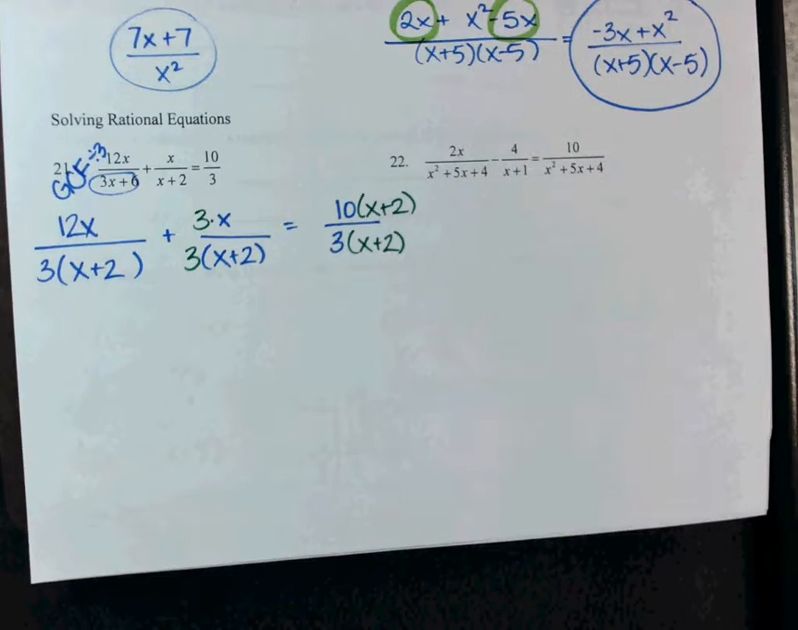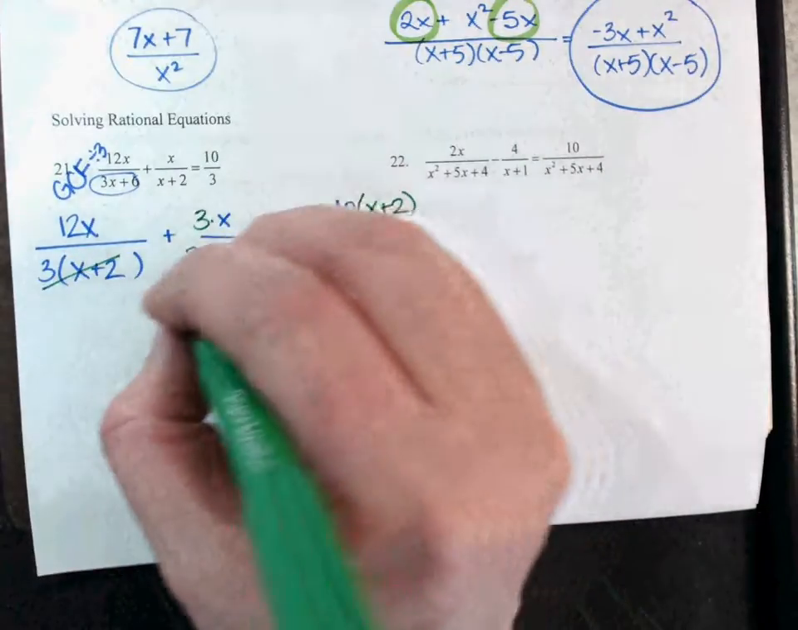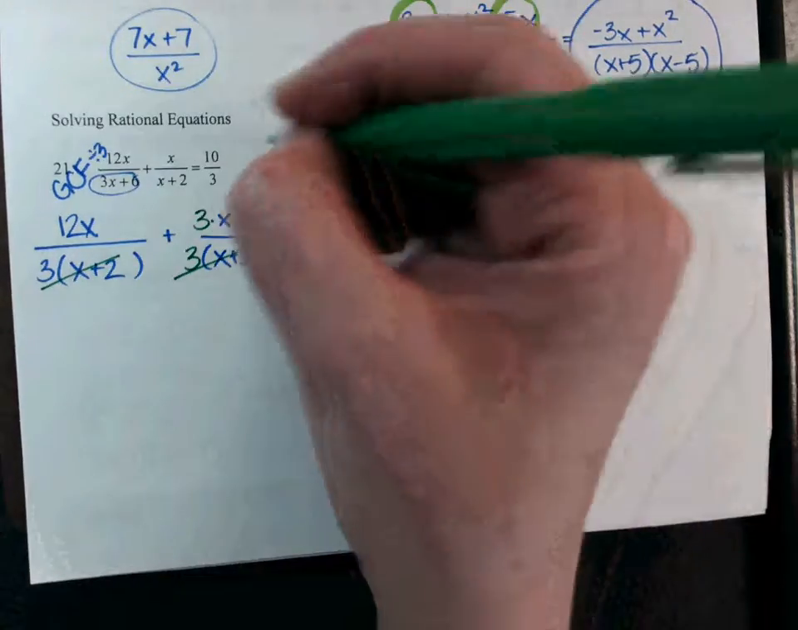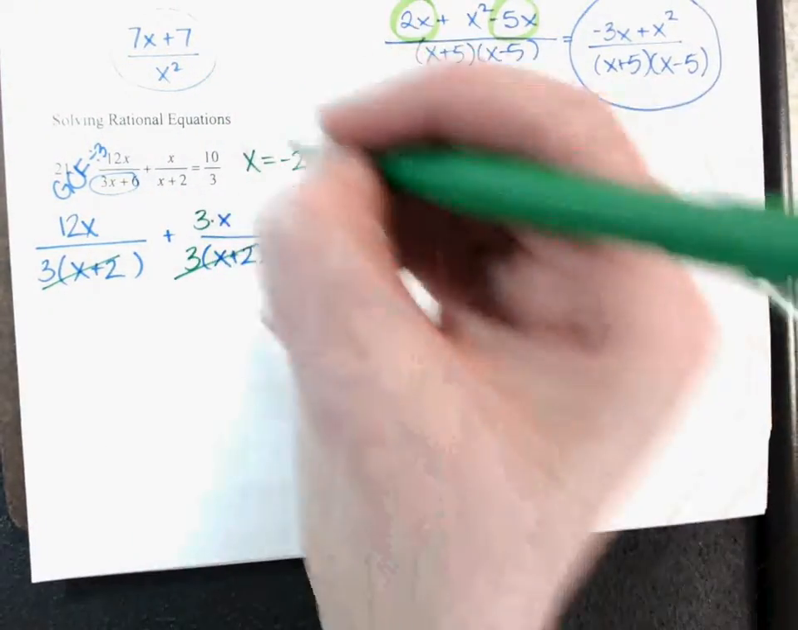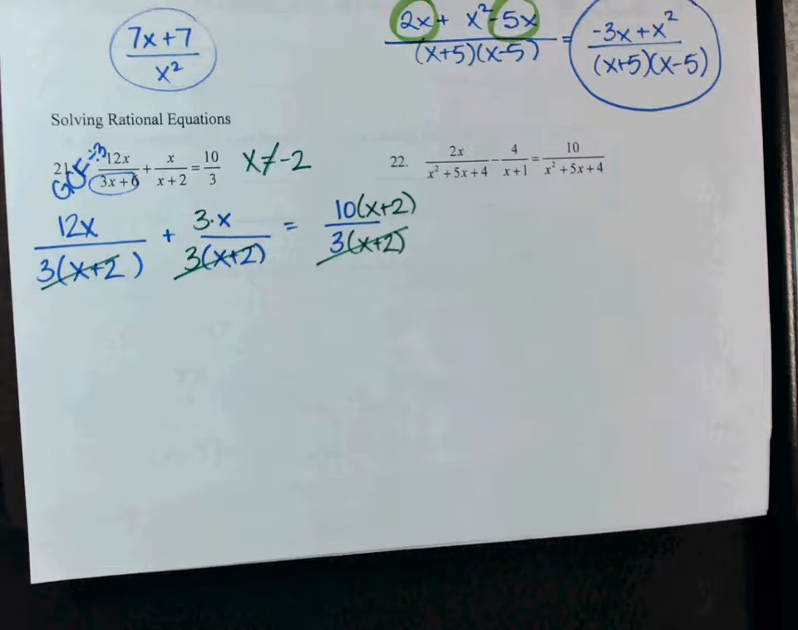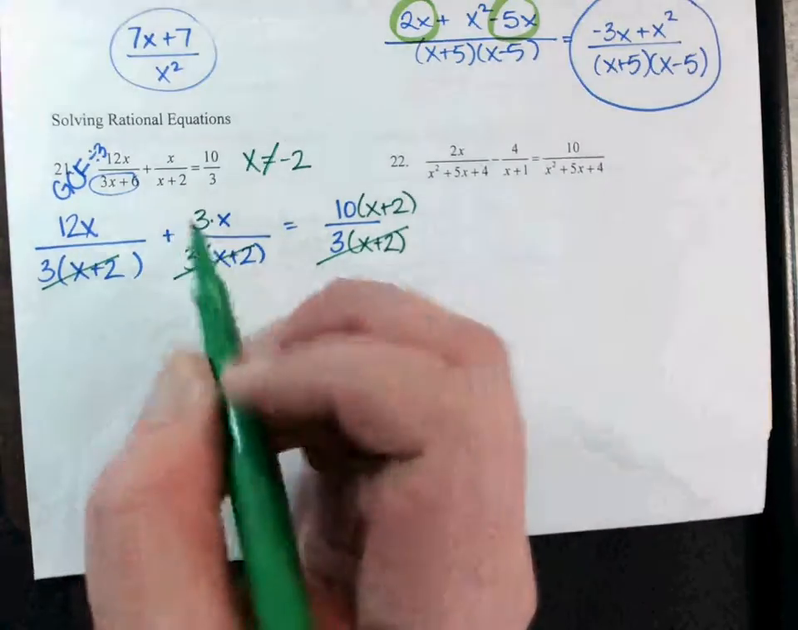Then from there, all my bottoms match, so you can cross them out. But when you cross them out, you have to list what x is not allowed to equal. What number are we crossing out? Plus 2, so x can't be negative 2. And remember, the reason why is because that's going to make it extraneous if that comes out to be the answer. Across the top, I have 12x plus 3x.